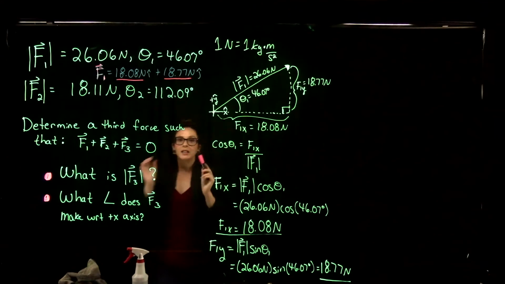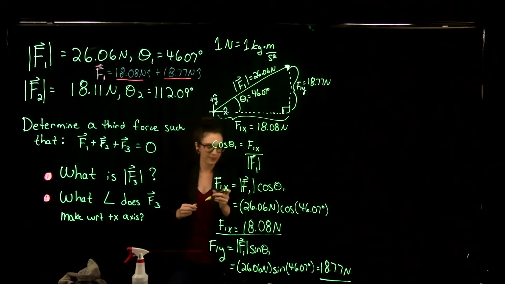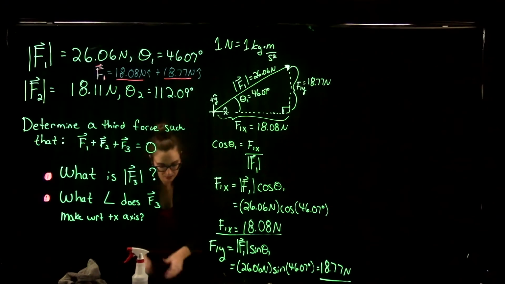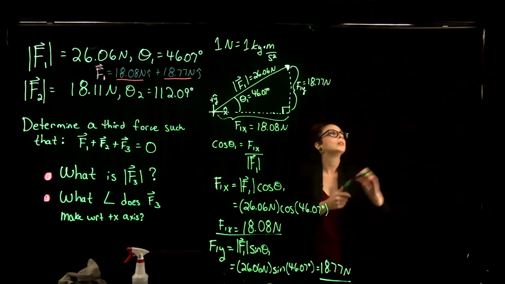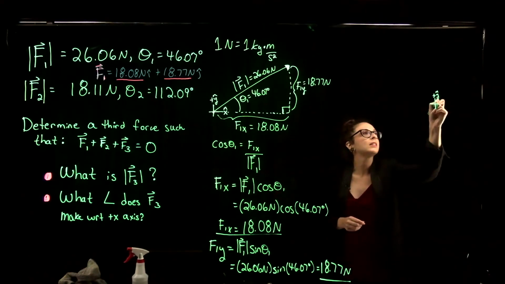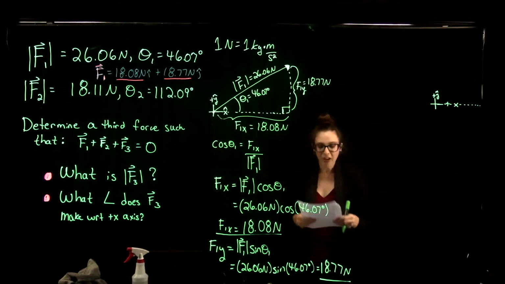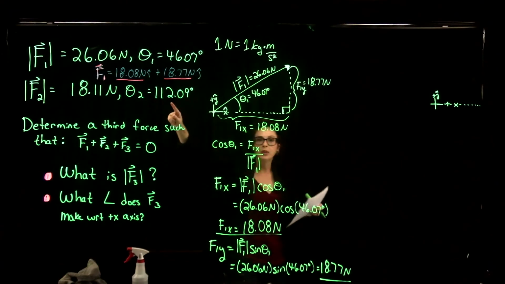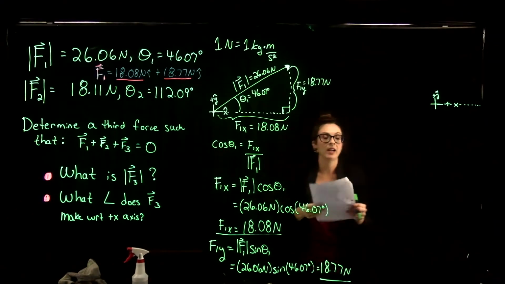Now, let's do the same thing for vector F2. I'm going to come over here and draw it like this. Here's the positive y-axis. Here's the positive x-axis in this direction. Now, vector F2 has a magnitude of 18.11 newtons at 112.09 degrees from the positive x-axis.